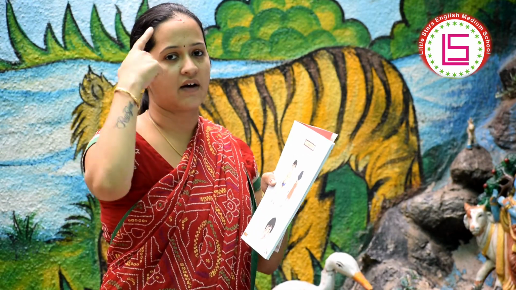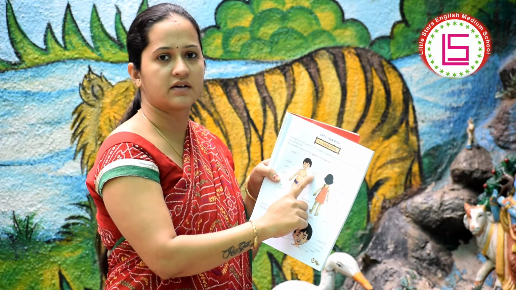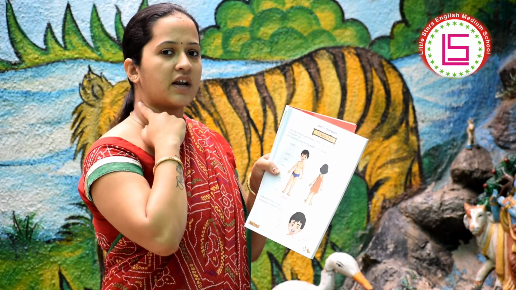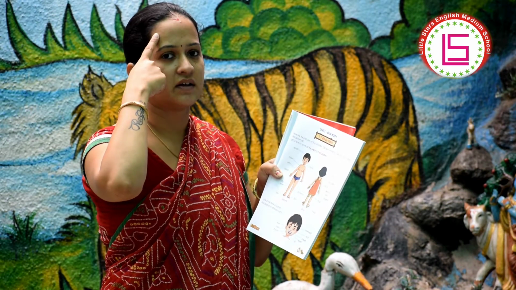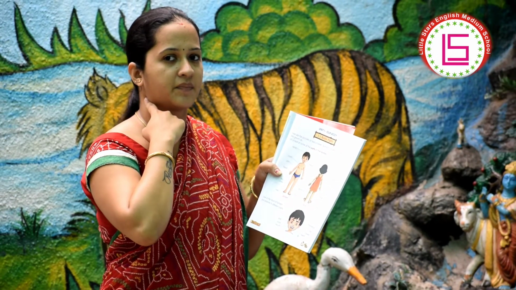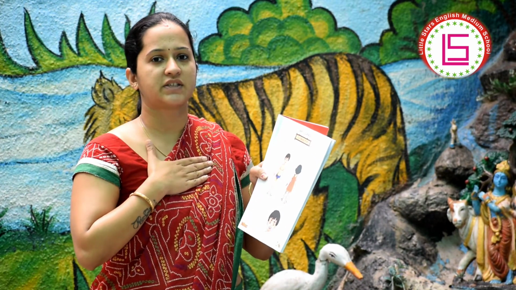First is our head. Everyone show your head. This is your head. Next, it is your neck. This is your neck. The first part is your head, then is your neck. The third one is your chest. Where is your chest? This is your chest.